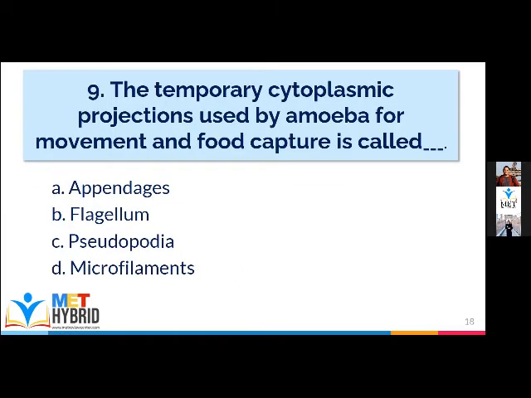For number 9, the temporary cytoplasmic projections used by amoeba for movement and food capture is called blank. A, appendages, B, flagellum, C, pseudopodia, D, microfilaments. Wow, everyone really reviewed. Perfect score again. So for number 9, the answer is letter C, pseudopodia.